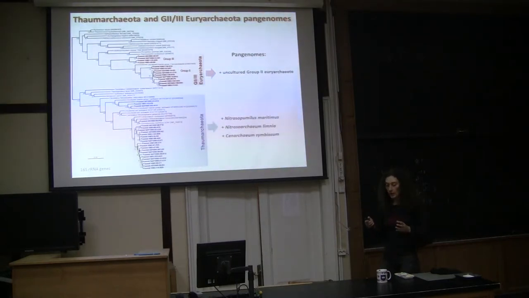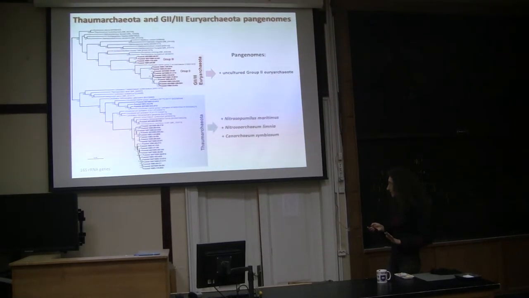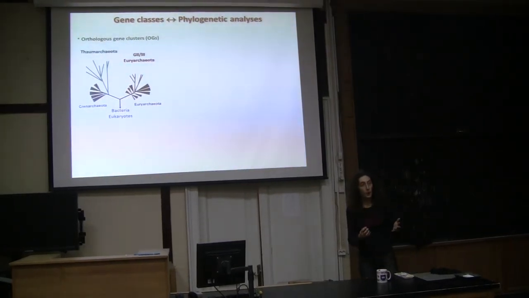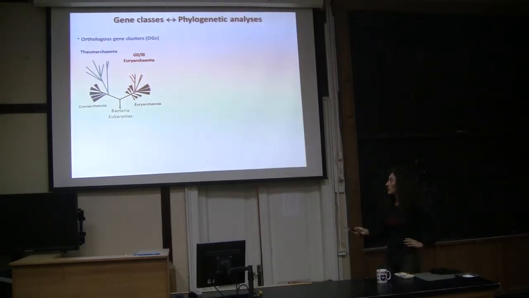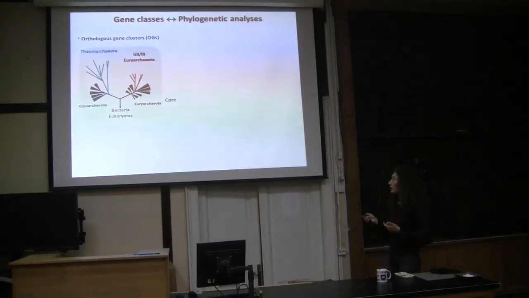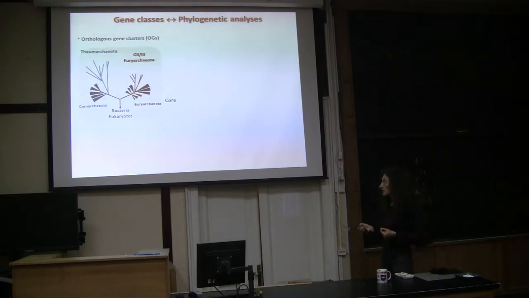So we produced lists of gene complements belonging to the pangenome of these two large lineages. If there's a problem, please tell me. Once we had this list of genes belonging to the whole lineages, we classified them, distributing them in classes according to their phylogenetic origin. We defined core genes as genes that were universally present in Archaea.